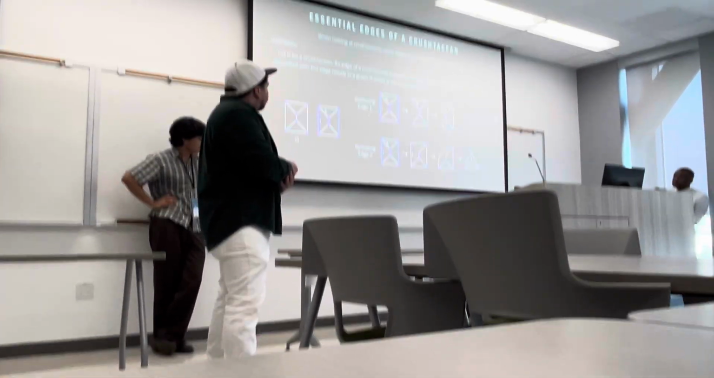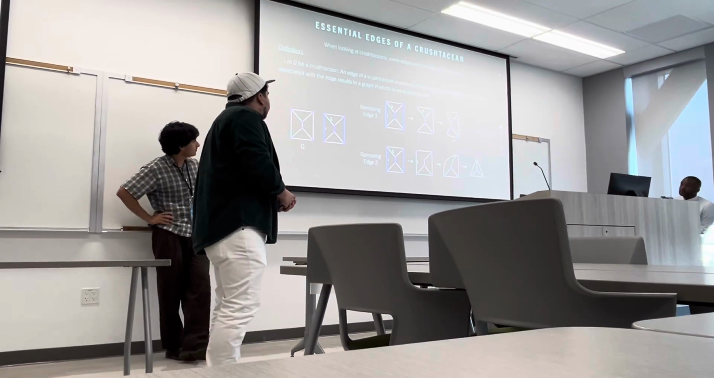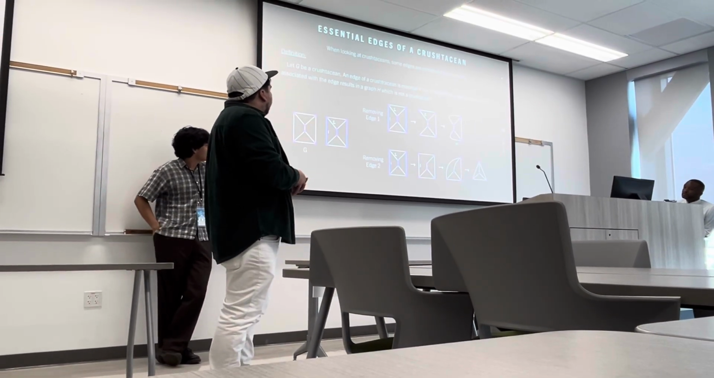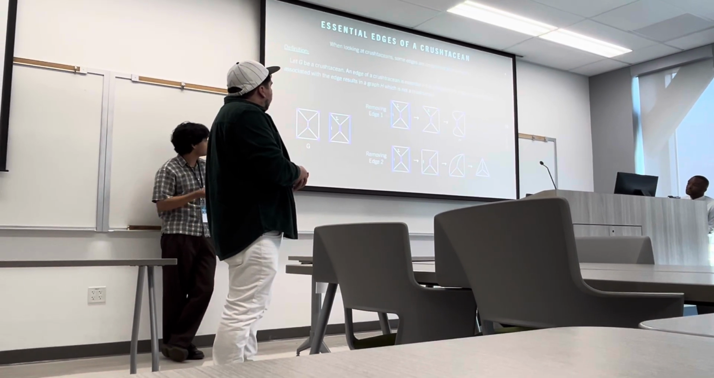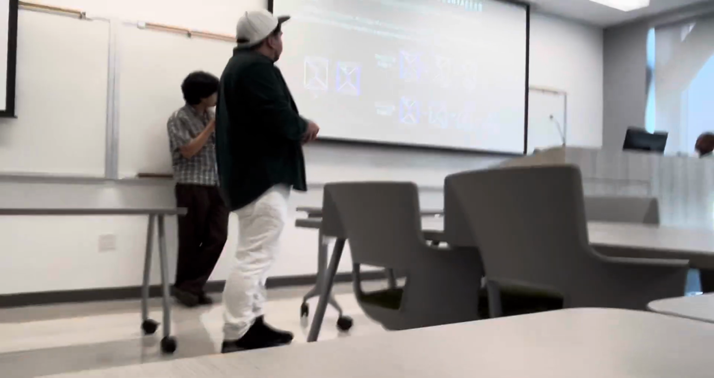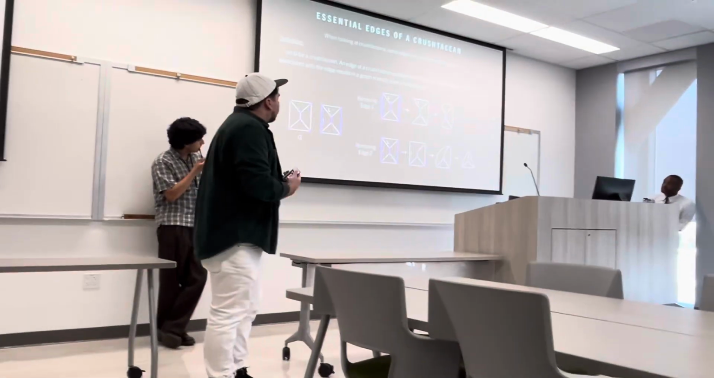An example of an essential edge is this top row right here. What we're going to do with the crustacean is remove the edge and its associated vertices. So then I remove edge 1, and then I remove its associated vertices, and we end up with a graph that is not a crustacean.